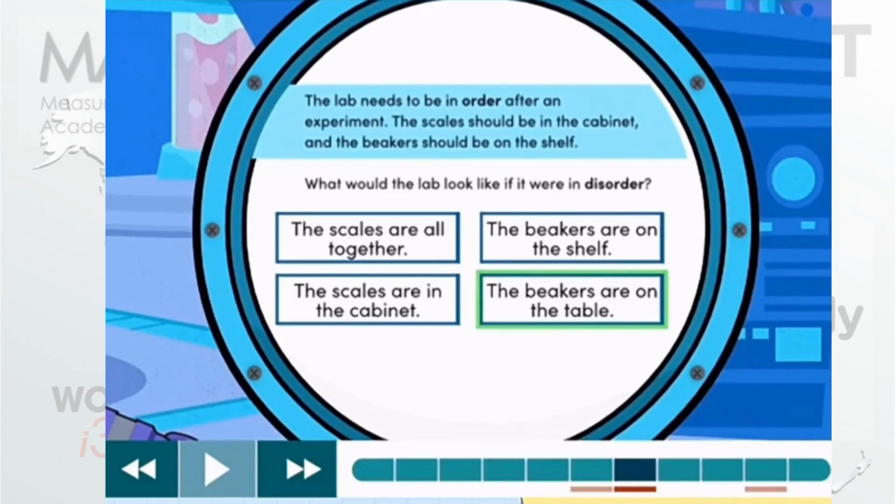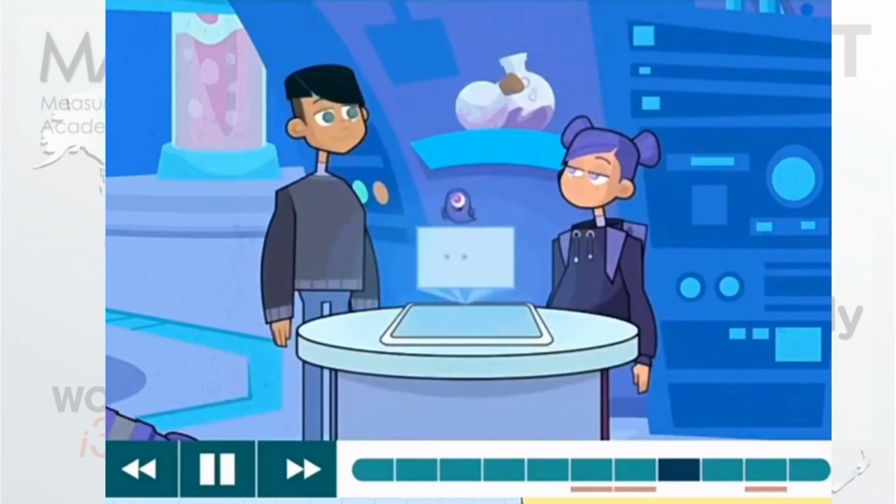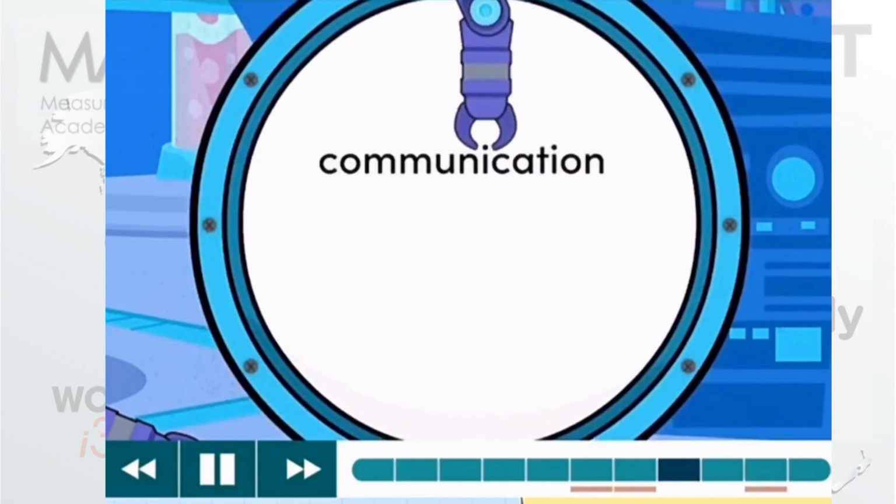You really know this. If the lab were in disorder, the beakers would be on the table. They would not be on the shelf where they belong. Look at this word, Mateo. It has a suffix.